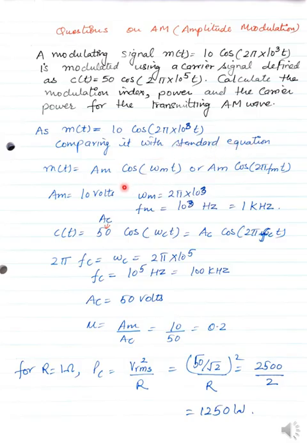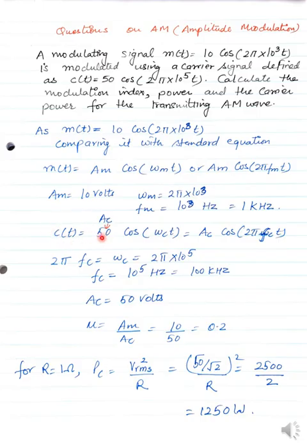So as m(t) is equal to this, comparing it with the standard equation, you can say m(t) equals Am cos omega m t. If you compare these two equations, you can say that Am equals 10 volts, omega m equals 2 into 10 raised to the power 3. This is 3, not 8. Okay, this is also 3. So you can say that fm will be equal to 10 raised to the power 3 hertz, or 1 kilohertz.